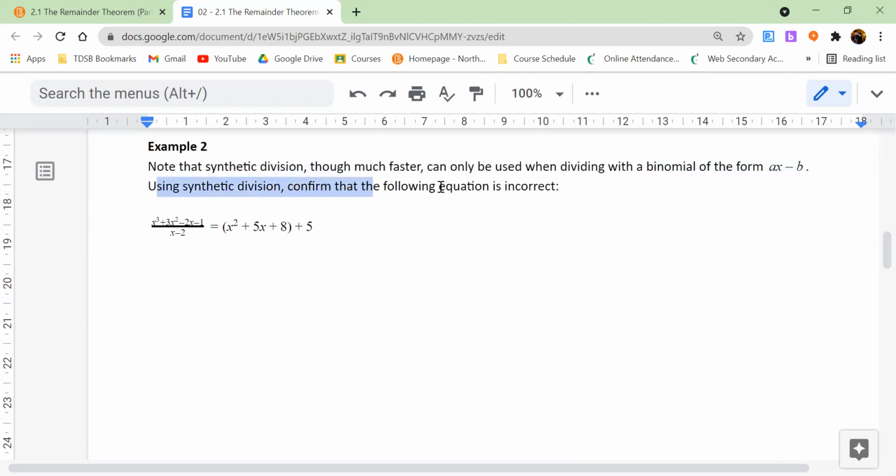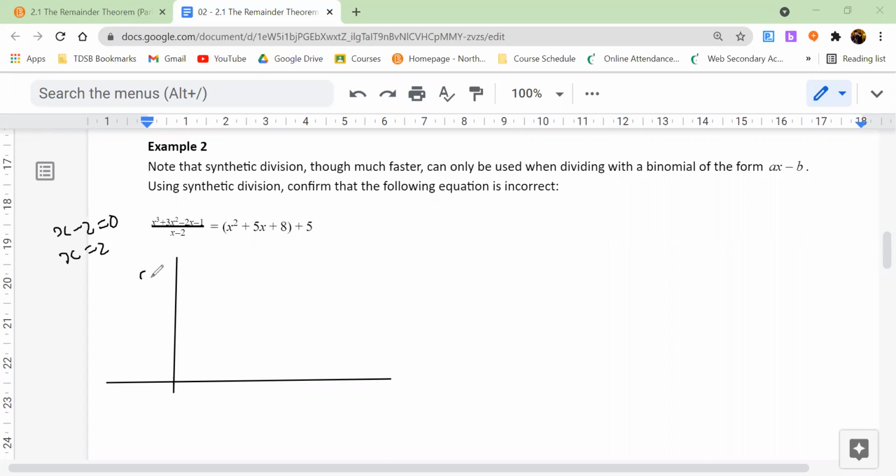Using synthetic division, confirm that the following equation is incorrect. So this is my dividend, that's my divisor, that's my answer or quotient, and that should be my remainder. I'm going to test it. So I think synthetic is a lot faster. Remember, my divisor is x minus 2, which means if x minus 2 equals 0, x must be 2. I'm writing a 2 here. The coefficients of my dividend are 1, 3, -2, and -1.